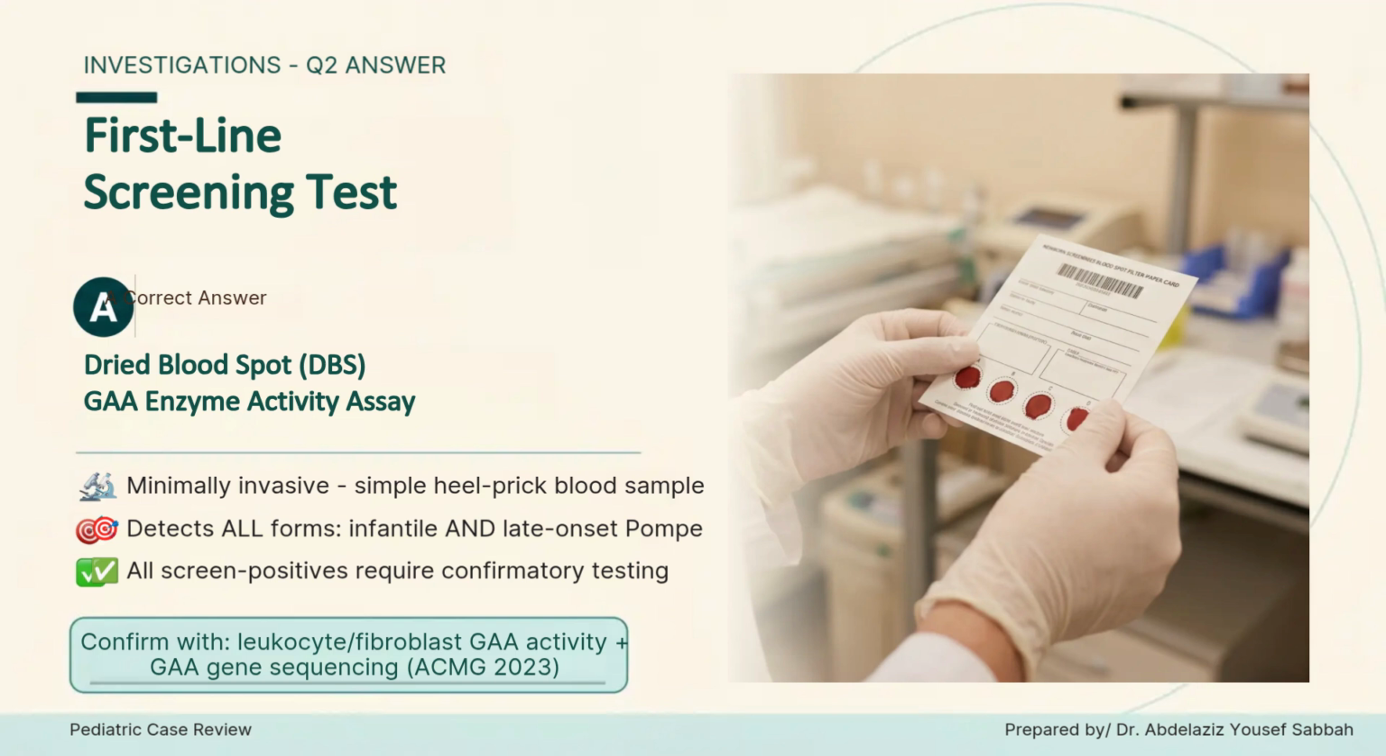It is minimally invasive, requiring only a simple heel prick or finger prick blood sample. It detects all forms of Pompe disease, both the infantile and the late-onset presentations. Importantly, every screen-positive result requires confirmatory testing. Confirmation is done with leukocyte or fibroblast acid alpha-glucosidase activity together with acid alpha-glucosidase gene sequencing, in line with the American College of Medical Genetics 2023 guidance. A muscle biopsy is more invasive and is no longer the first step when a simple enzyme assay is available.